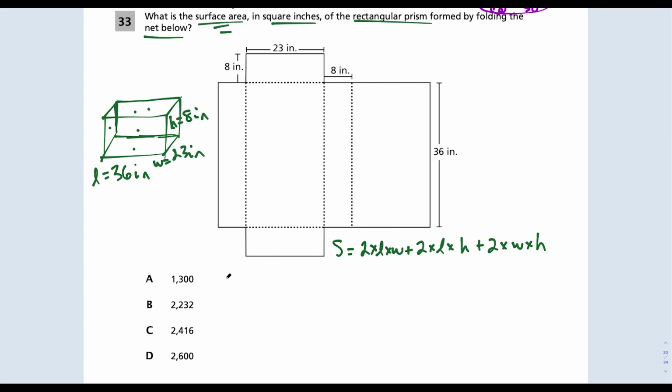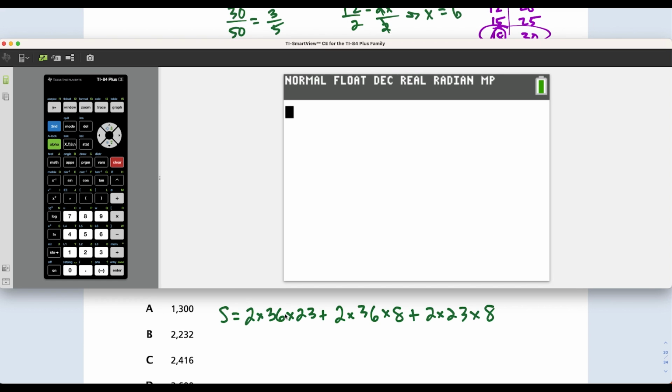So now I would just plug in. I would have the surface area equals 2 times the length, and I'm not going to write the units. I'm going to say 2 times 36 times the width is 23, plus 2 times the length is 36 times the height is 8, plus 2 times the width is 23 times the height is 8. And this, once again, we get a basic calculator, so this I would just type in. So now let's just type this in.